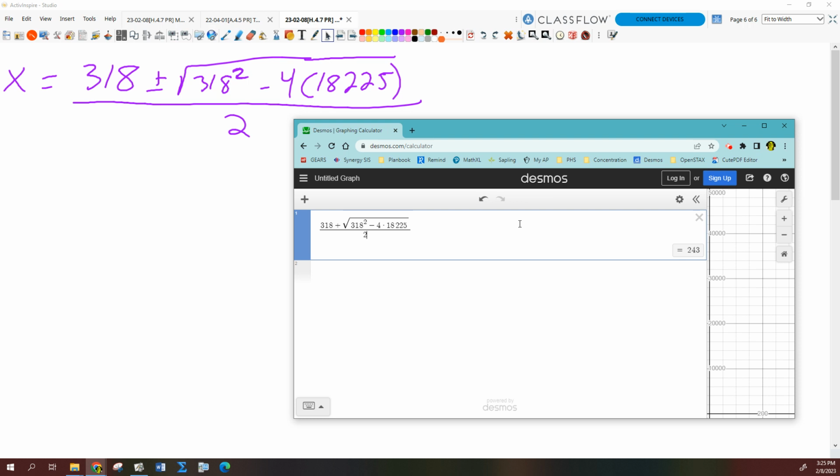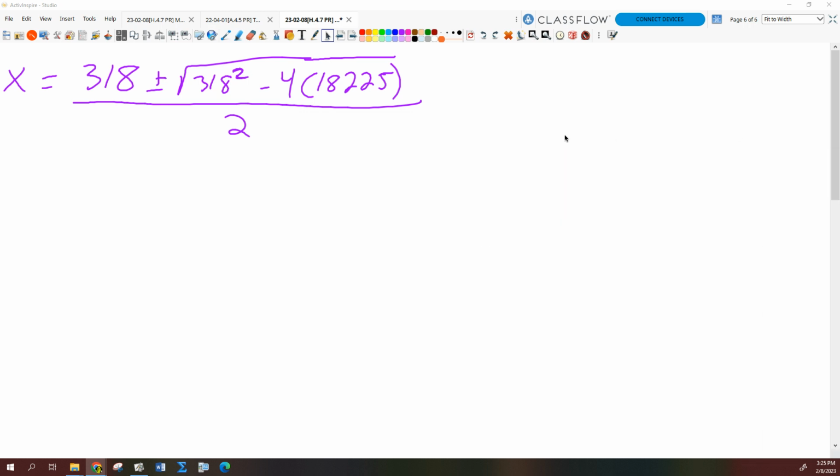Does it do it even on Desmos? It does. Oh, good. Okay, that's good. All right. Good. So I get 243 as the answer, right? If I take the positive one, I get 243. Okay.